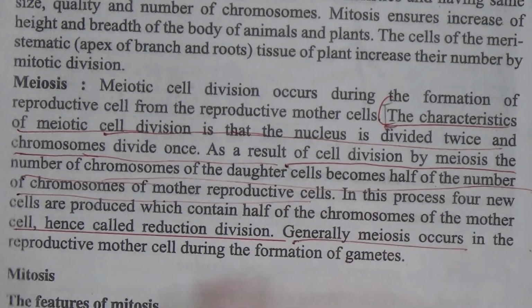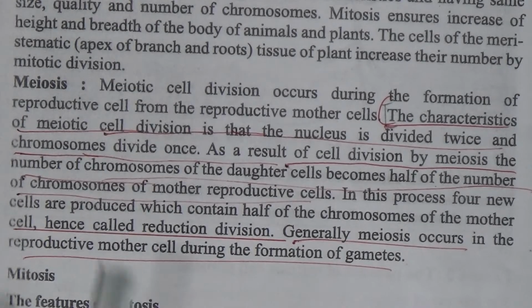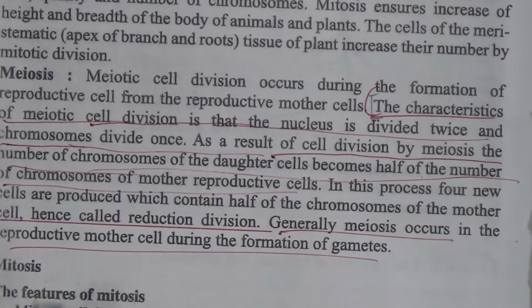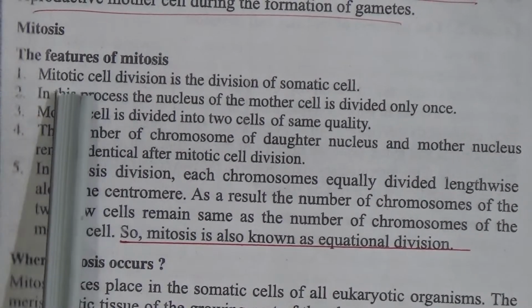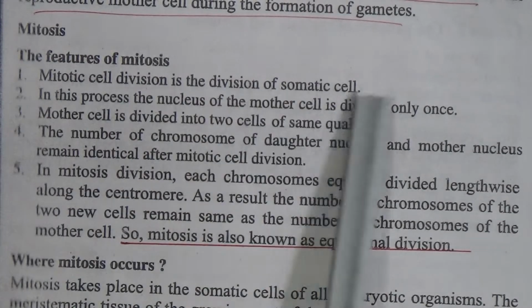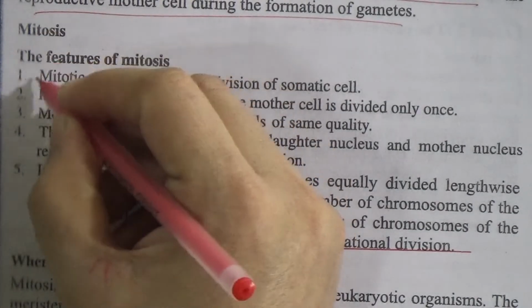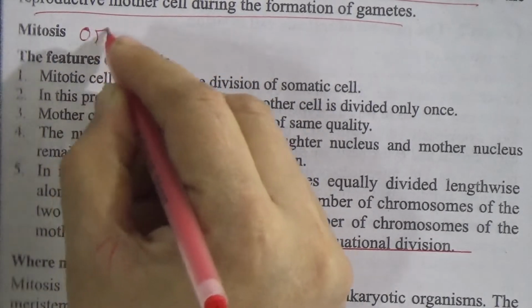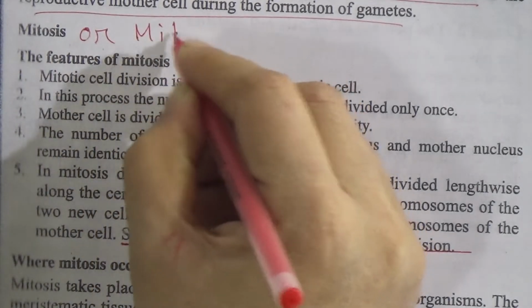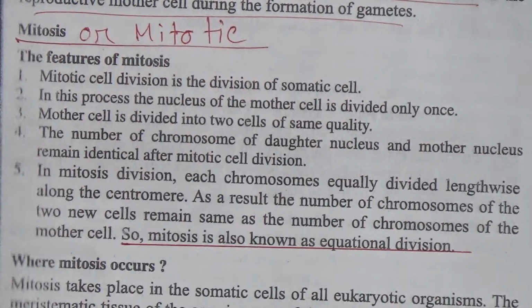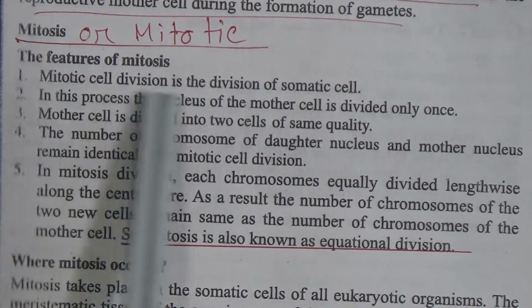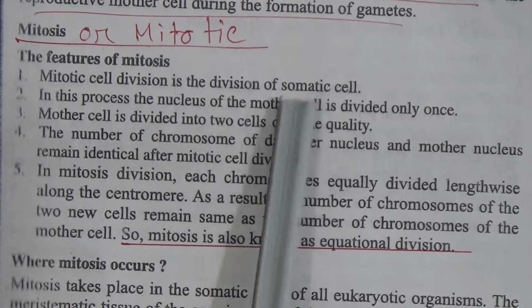Okay, my dear students, I think all of you have understood properly the amitosis cell division, mitosis cell division and meiosis cell division. Now we will discuss the features of mitosis cell division. Number 1, mitotic cell division is the division of somatic cells. This cell division is called mitosis or mitotic cell division.